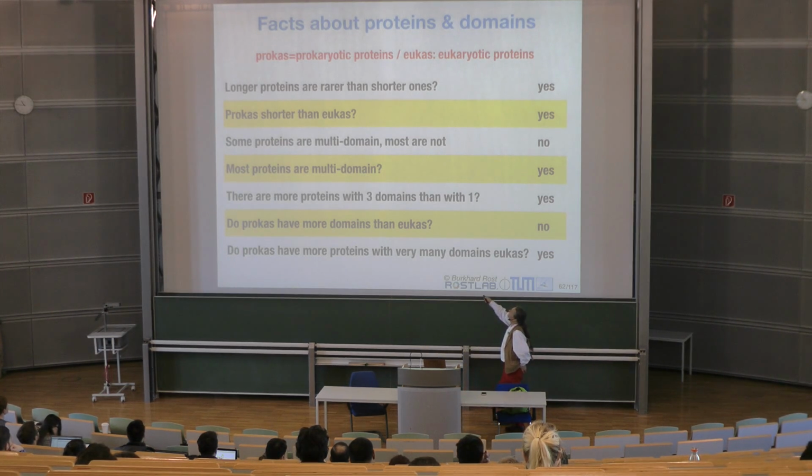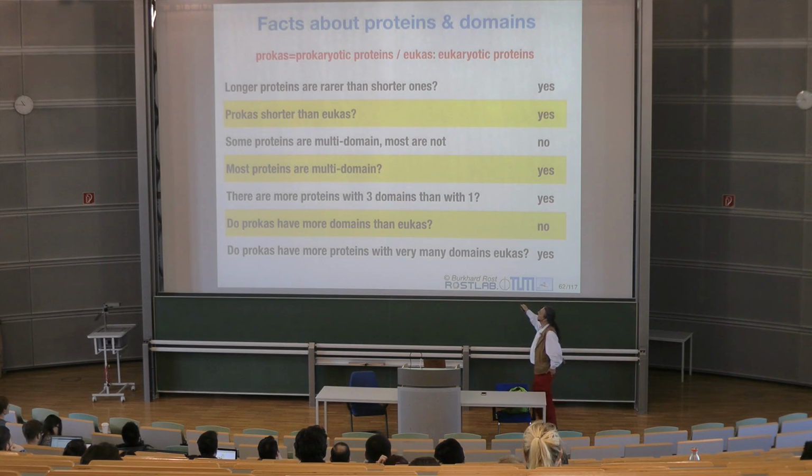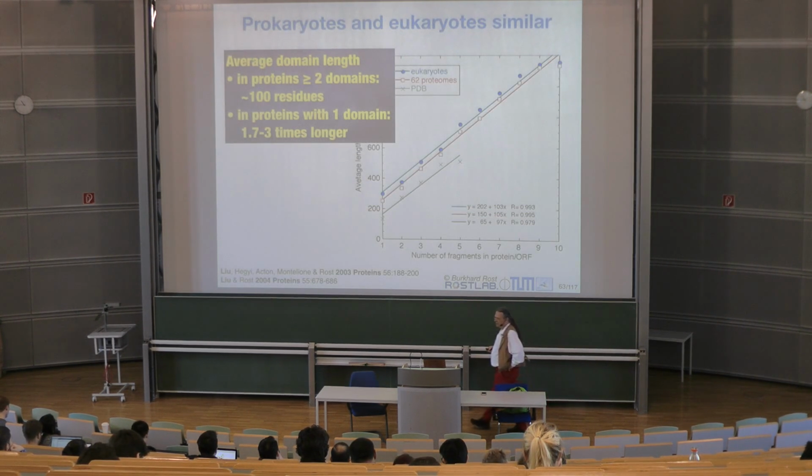Therefore it's true that longer proteins are rarer than short ones, and that most proteins are indeed multi-domain proteins. Let's not get into too many of these details, but this is important. This I should have cut out, I'm sorry. Most proteins have more than 1 domain, that's important. And these, I'm sorry, this is too detailed.